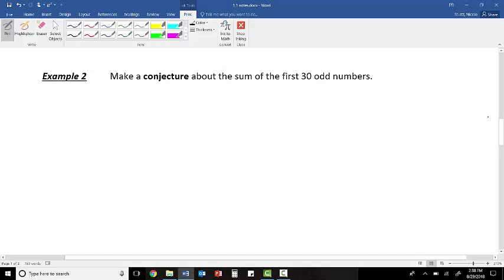So we're going to take a step further and we're going to talk about numbers. I want you to think of the first 30 odd numbers. The first odd number is 1. The first 2 odd numbers would be 1 and 3. The first 3 odd numbers are 1, 3, and 5, and so on. So you can see the pattern growing. What they want you to do is add these together, because you see the word sum. So they want you to add these rows of numbers together.